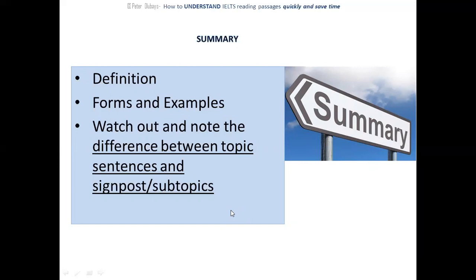And that will help you once you see a question, you know where the answer is likely going to be. All right, so we have defined it. We've talked about the forms, which include complex sentences, questions, bridges, and pivots. And remember, when pivots are used, it pushes the topic sentence into the middle. And lastly, there are two things which I consider the most important message of this lecture. You must watch out for signposts and subtopics. Very, very essential.